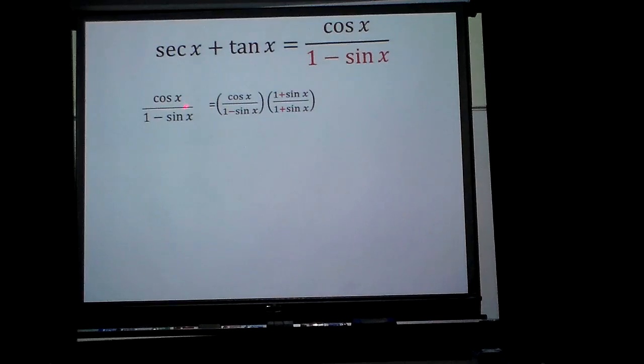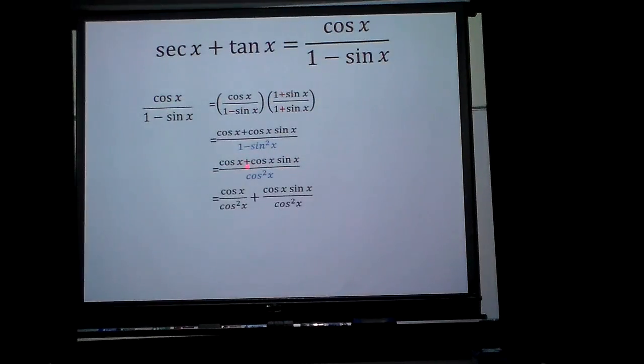So I was trying to think, how can I maybe make that into a Pythagorean identity I could use? As I do that, cosine times 1 is cosine, and cosine times sine x will be cosine x sine x. And this will become basically 1 squared minus sine squared. All right, now, what is 1 minus sine squared equal to? It's cosine squared.